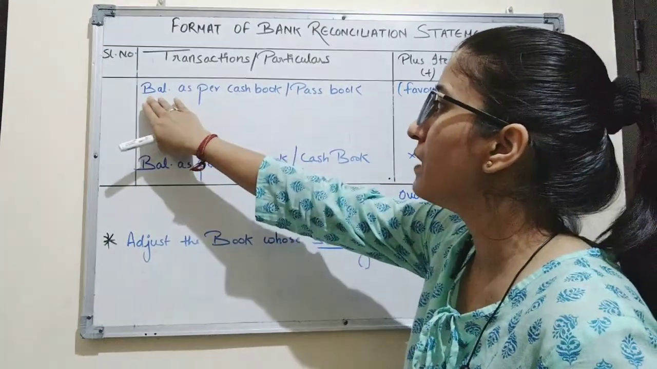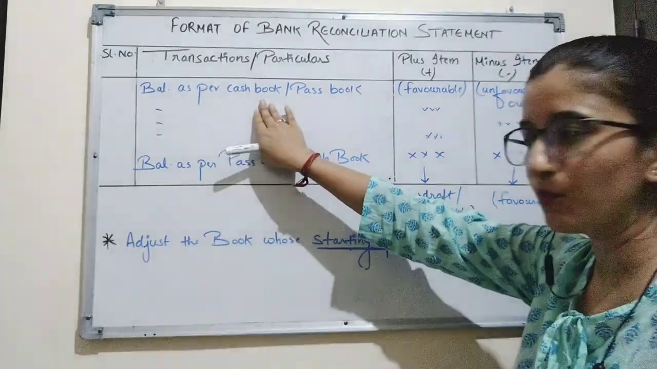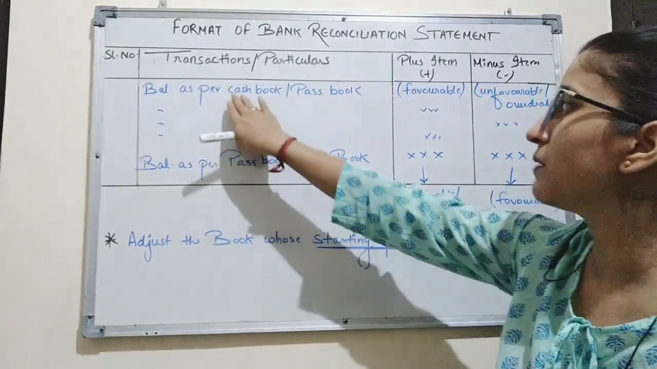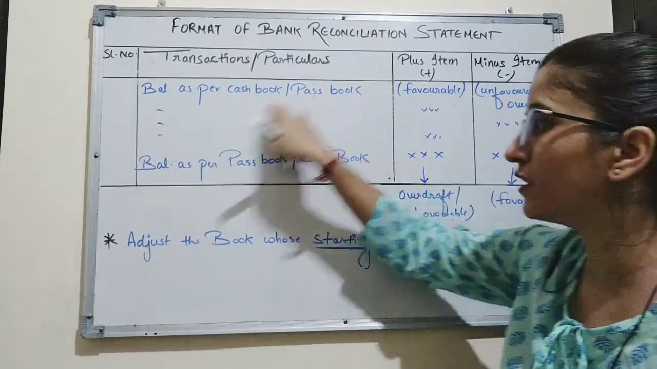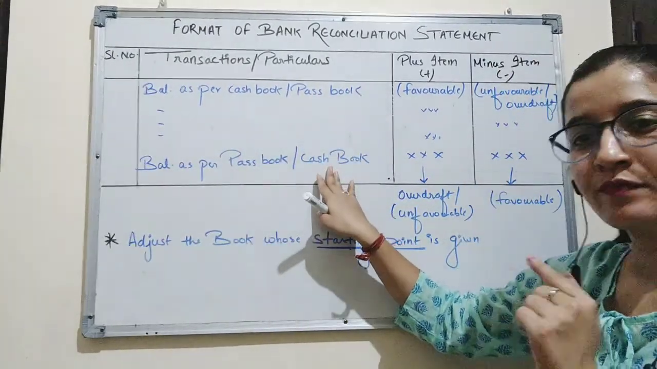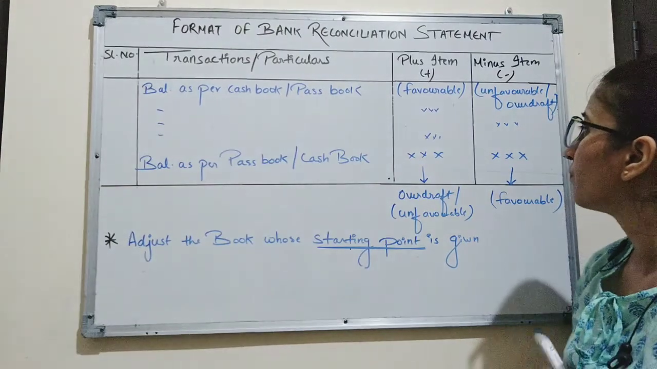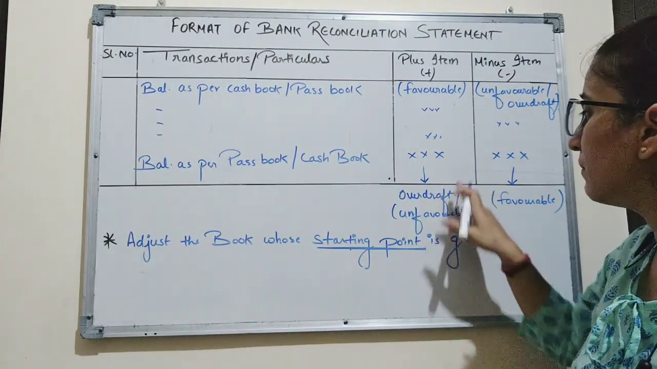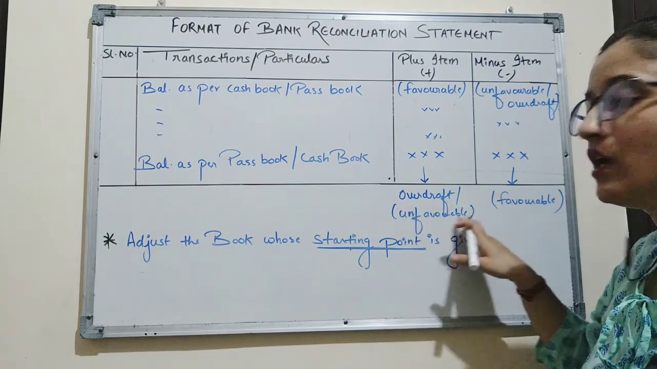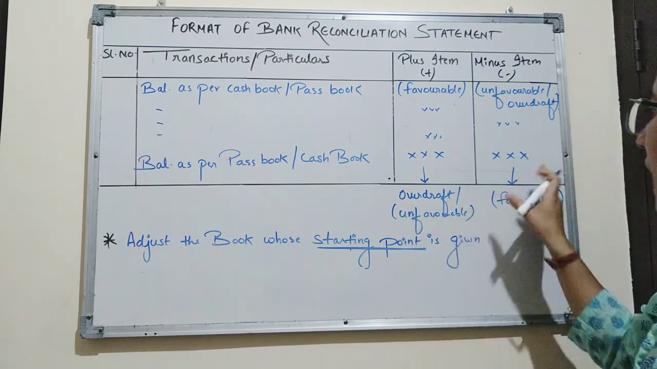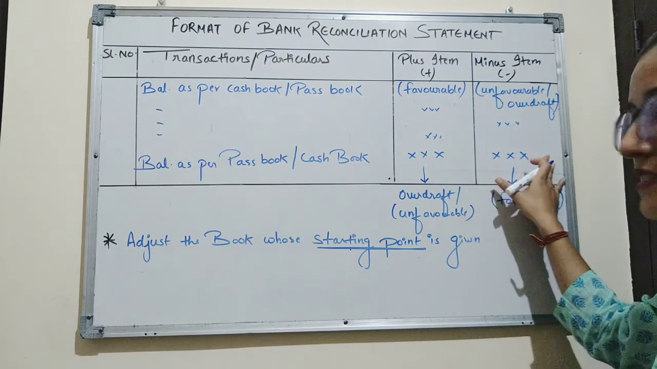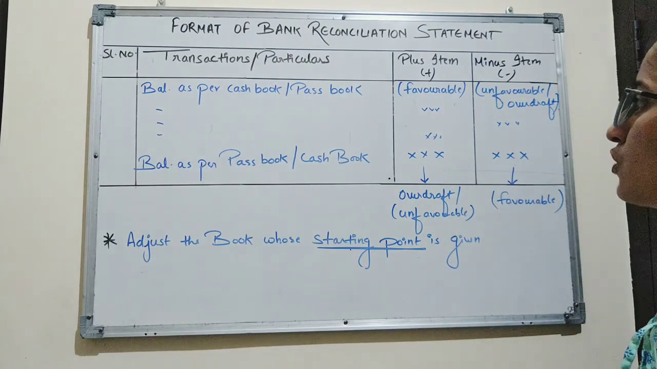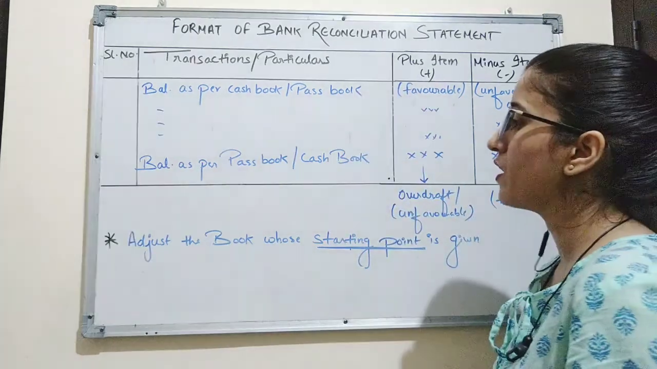Now, if the opening balance is as per cash book, then the closing balance will be as per passbook. And if the opening balance is as per passbook, then the closing balance will be as per cash book. Here, whatever balance remains in plus item will be known as overdraft or unfavorable balance, and the balance remaining in minus item will be known as favorable balance. This will be more clear by solving the question.